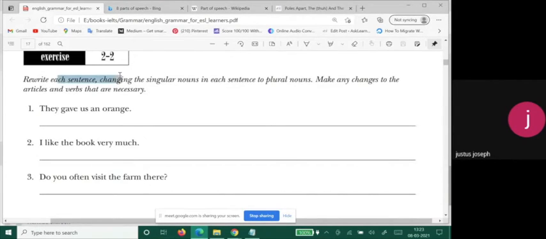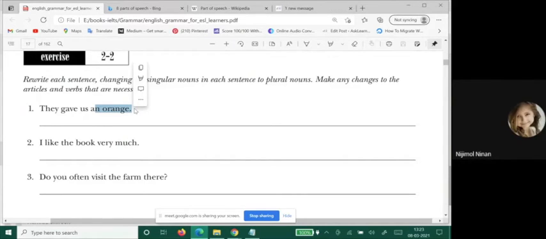rewrite each sentence, changing the singular nouns in each sentence to plural nouns. Okay. You can make any changes to the articles and verbs that are necessary. So you can be flexible. Just that you have to change singular noun to a plural noun. So the noun here is orange. You'll have to make it oranges. They gave us an orange.